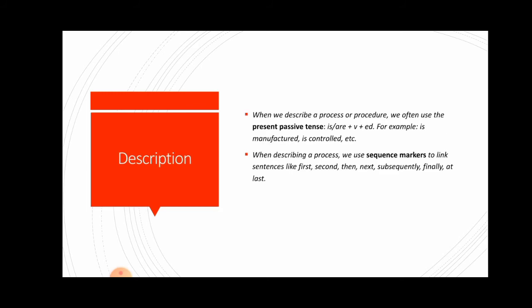When we describe a process or procedure, we often use the present passive tense: is or are plus verb plus ed. For example, is manufactured, is controlled, and etc. When describing a process, we use sequence markers to link sentences like first, second, then, next, subsequently, finally, at last. Sequence markers: the word sequence means that time has passed, like past, present, and future. Marker means where you are focusing your attention in that period of time.